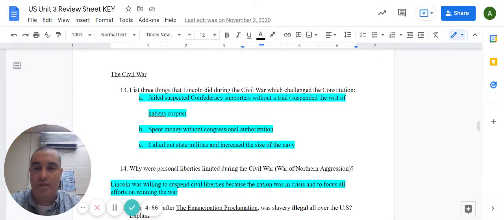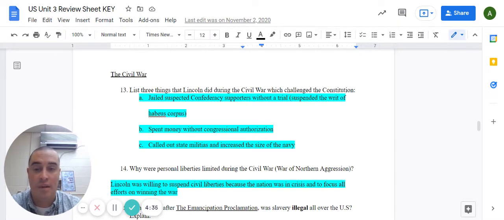Okay, picking up with question 13. What are three things that Lincoln did during the Civil War which challenged the Constitution? The first and probably most important is that he suspended the writ of habeas corpus. What that means is he jailed people who were suspected of sympathizing with the Confederacy without a charge, without trial, and held them indefinitely throughout the duration of the war.